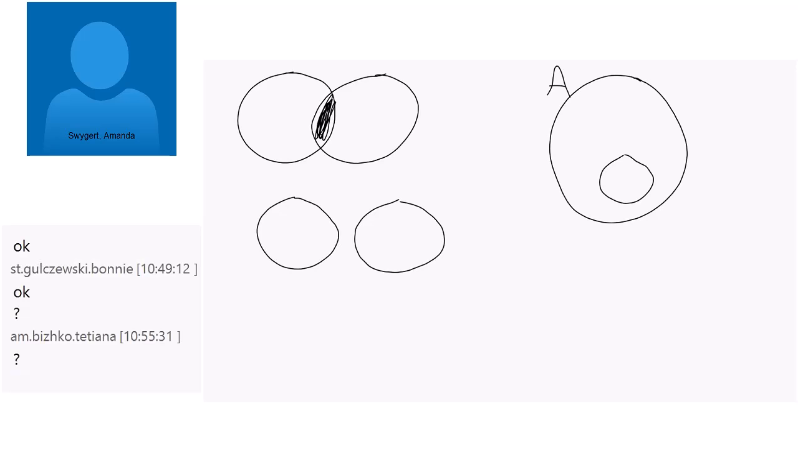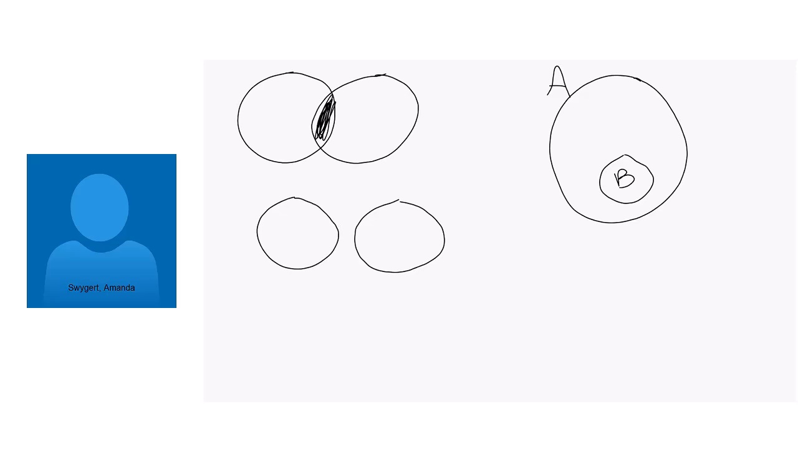So let's say that the outside circle is A, okay, and the inside little circle here is B. What does that mean about B in comparison to A? It's a smaller group, but they're all inside. Good. Yeah, that would make sense, Bonnie. Absolutely. So B is a smaller group than A, but all of B is included within A. That's absolutely right. Very good.